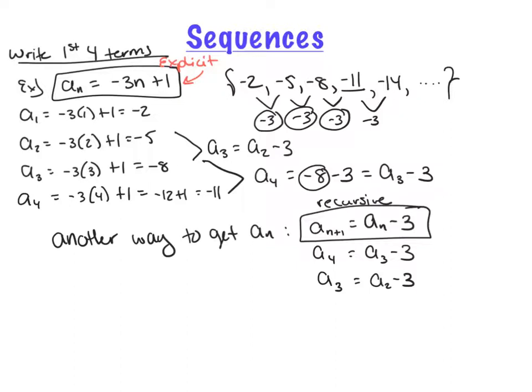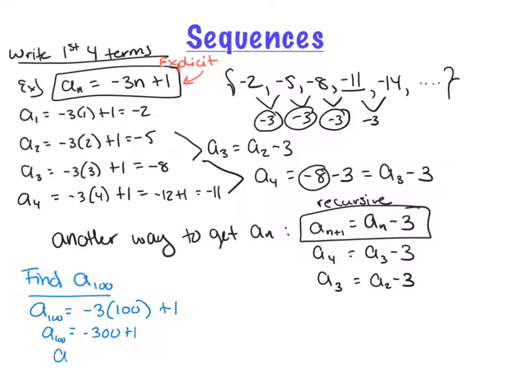Before we leave this example, I want to show you one great thing about the explicit formula. If I asked you to find the 100th term of a sub n, and you were using the explicit formula, that wouldn't be so bad. Remember, to get the 100th term, you're just going to plug in n equals 100. So we would do a sub 100 equals negative 3 times 100 plus 1. Which, let's see, a little arithmetic here. That's negative 300 plus 1. So the 100th term is negative 299.